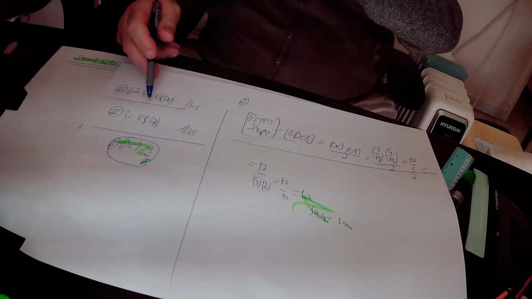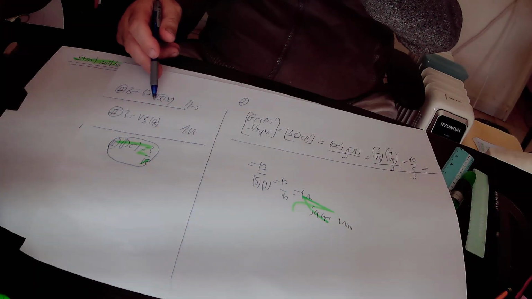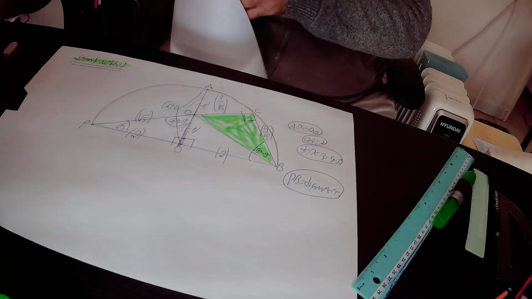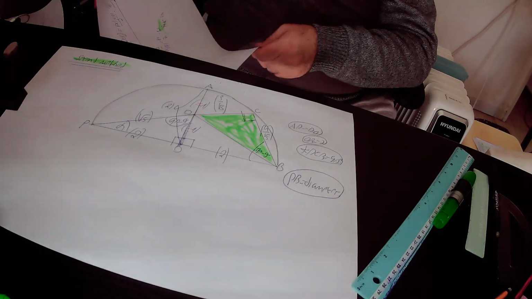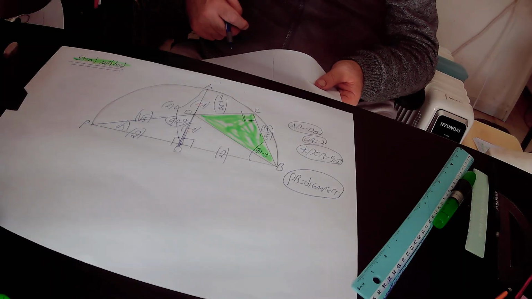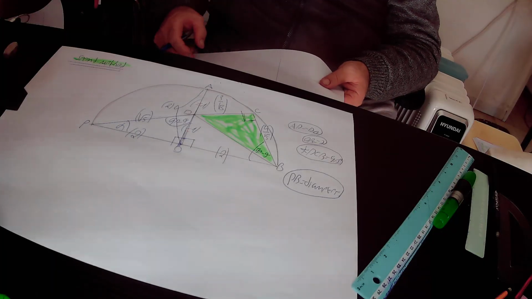Here we divide this equation by the square root of 5 and find that the missing side DC equals 3 over the square root of 5 units in length.